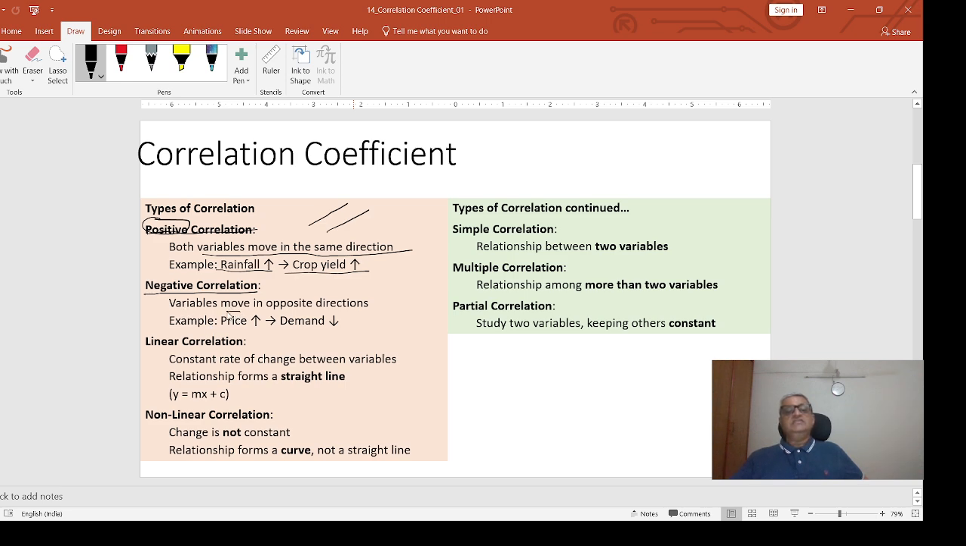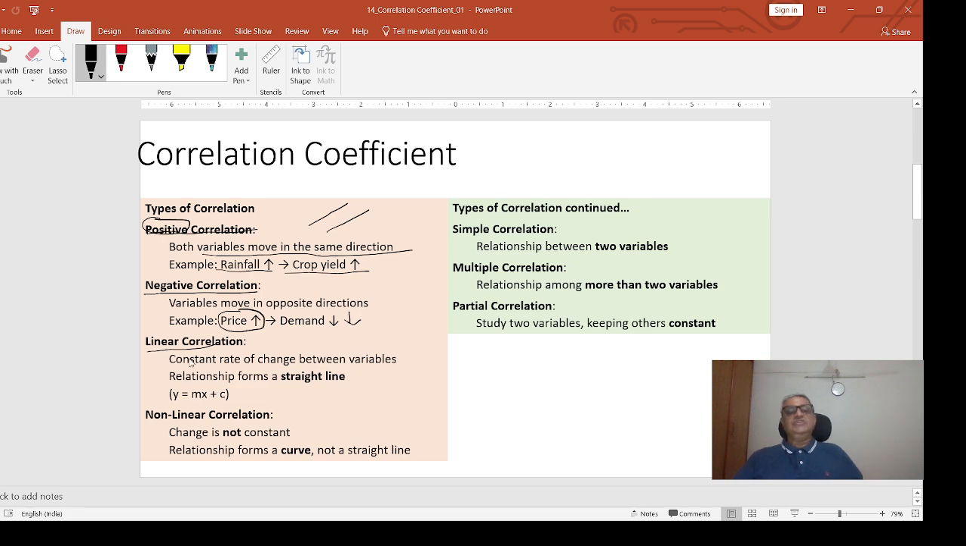Next is negative correlation. In this case, when one variable increases, the other goes in the opposite direction. For example, when the price of a product increases, the demand decreases. If the price of the product decreases, demand increases.